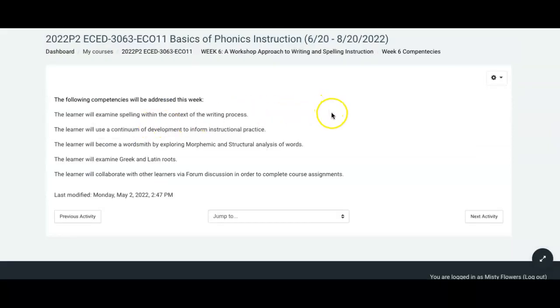So by the end of the week, you will examine spelling within the context of the writing process. You will use a continuum of development to inform instructional practice. That would be the spelling inventory. You will become a wordsmith by exploring morphemic and structural analysis of words. You will examine Greek and Latin roots, and you will collaborate with each other via the discussion forums to further your own knowledge.